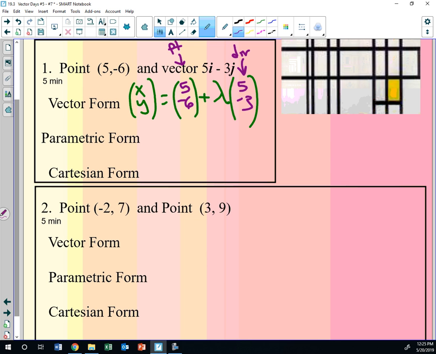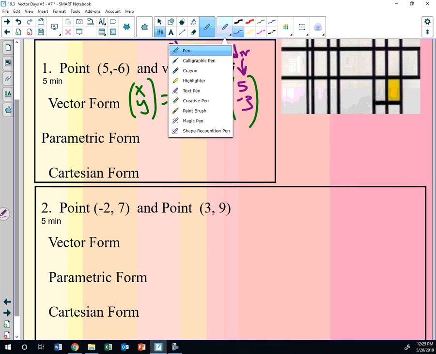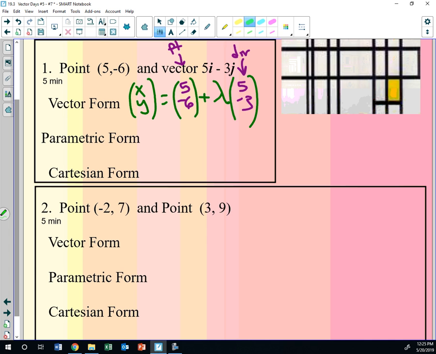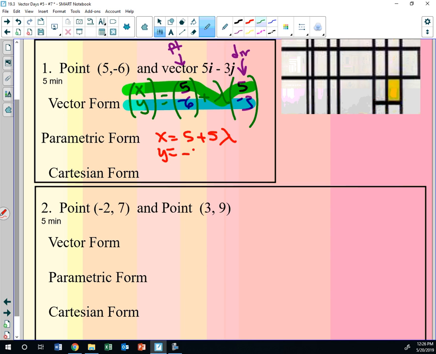Ooh, that's pretty smooth. Now for the parametric, I'm going to the dark side here, and I'm going to highlight this one and this one. So parametric is just x equal to 5 plus 5 lambda, and y is equal to negative 6 minus 3 lambda. That's the parametric. How many of you feel pretty good about those 2 forms?